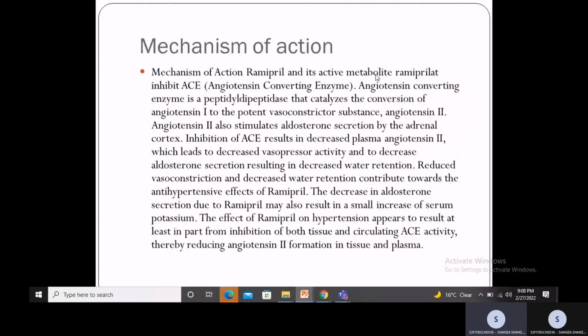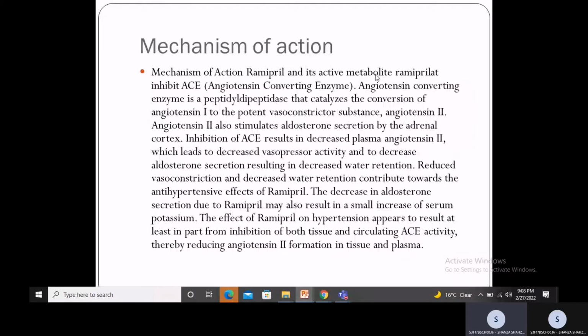Angiotensin II also stimulates aldosterone secretion by the adrenal cortex. Inhibition of ACE results in decreased plasma angiotensin II, which leads to decreased aldosterone secretion, resulting in decreased water retention. Reduced vasoconstriction and decreased water retention contribute towards the antihypertensive effect of ramipril. The decrease in aldosterone secretion due to ramipril may also result in a small increase of serum potassium.